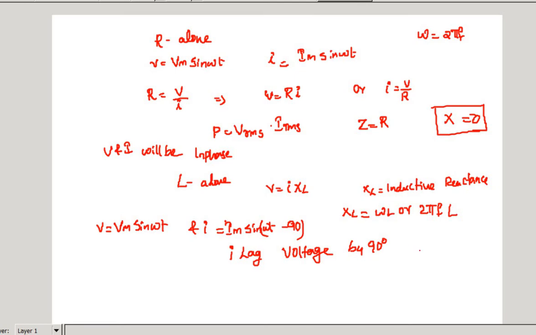And what will be the average power? The average power consumed by a purely inductive circuit will be equal to 0. And impedance will be only due to inductive reactance, so that will be equal to plus jXL. Since it is inductive reactance, we can express Z is equal to plus jXL.